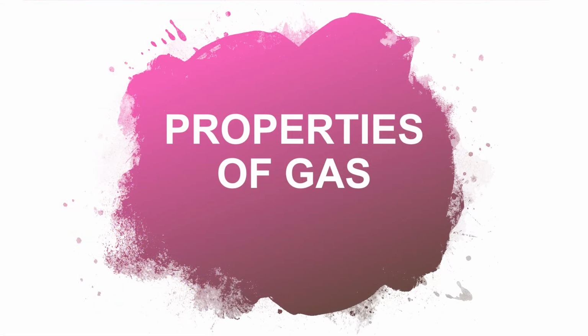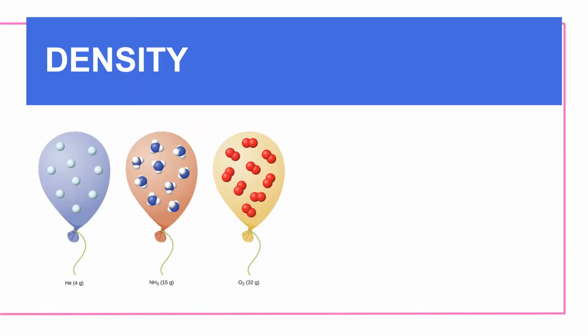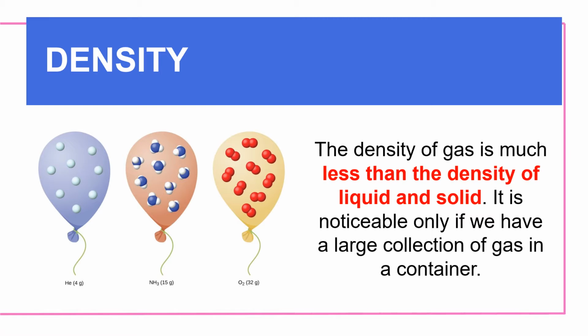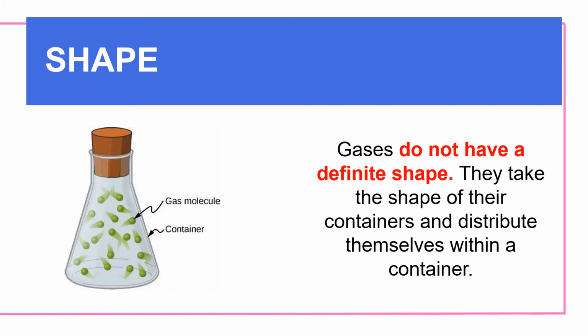Now, let's take a look at the properties of the gas. The density of gas is much less than the density of liquid and solid. It is noticeable only if we have a large collection of gas in a container. Gases do not have a definite shape. They take the shape of their containers and distribute themselves within a container.